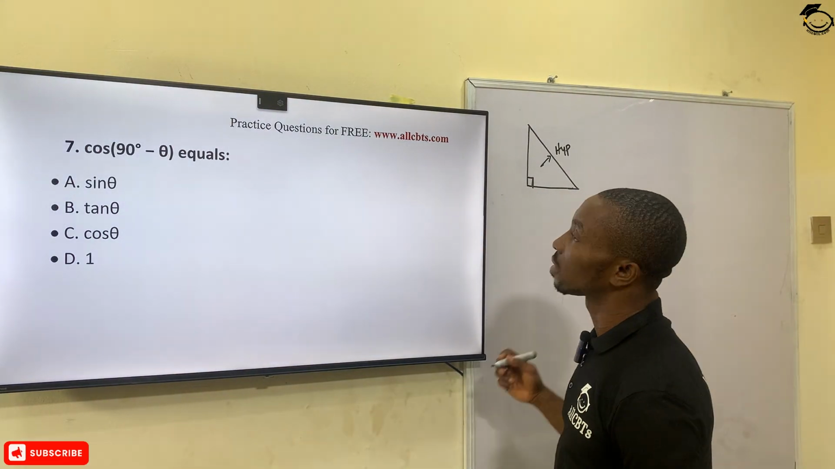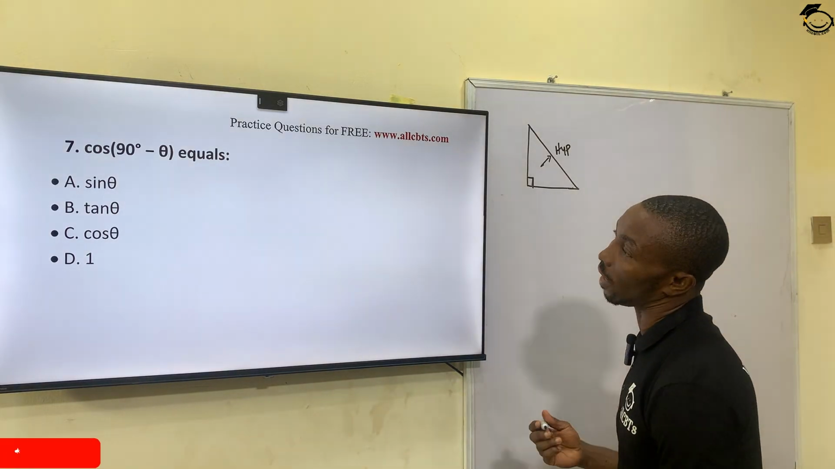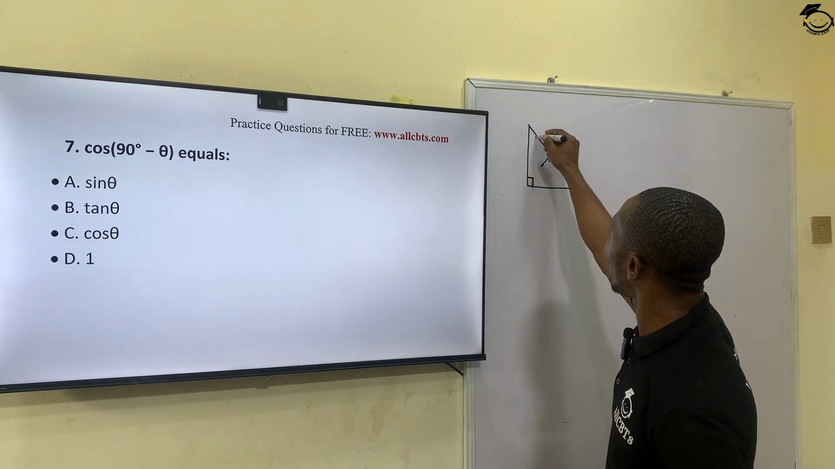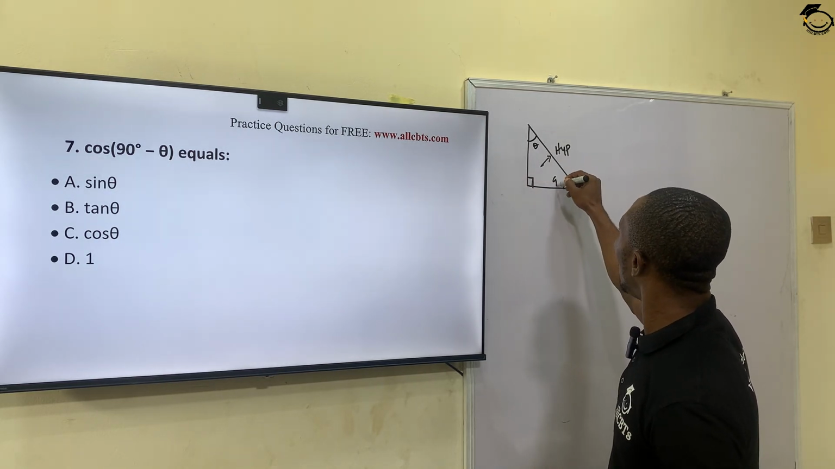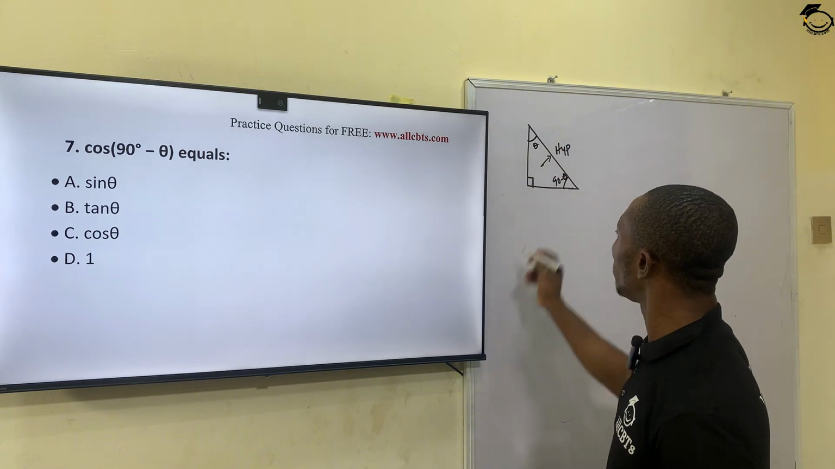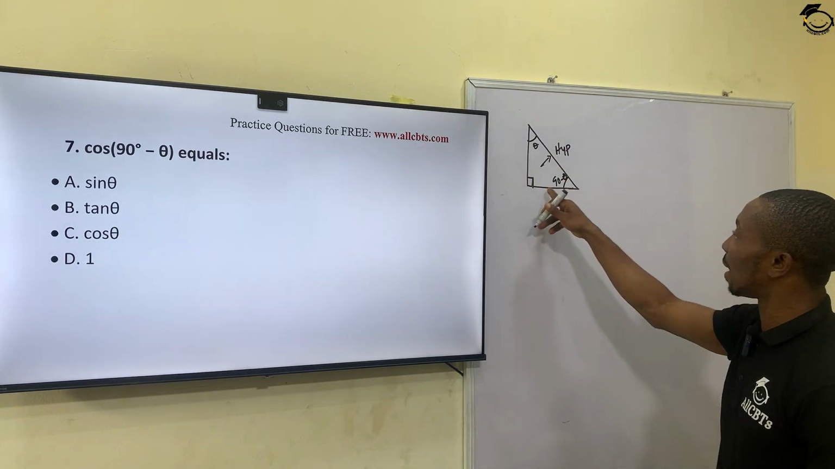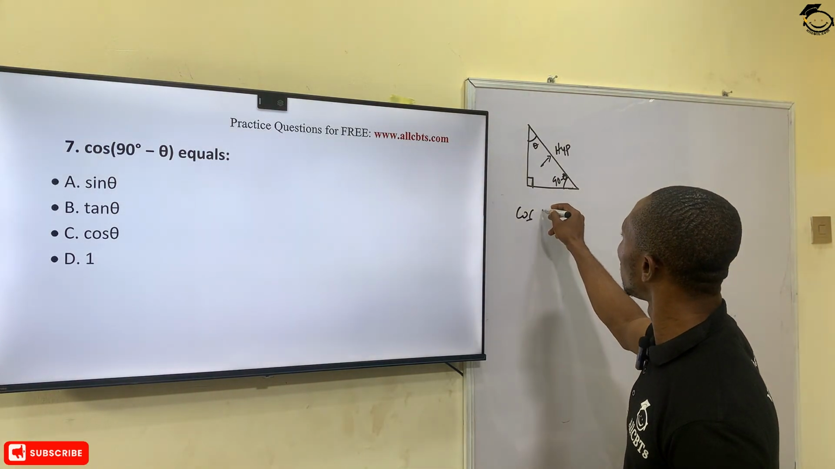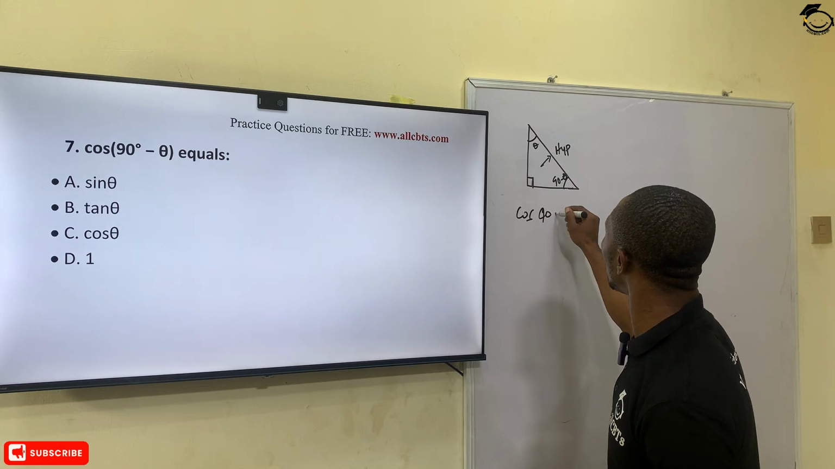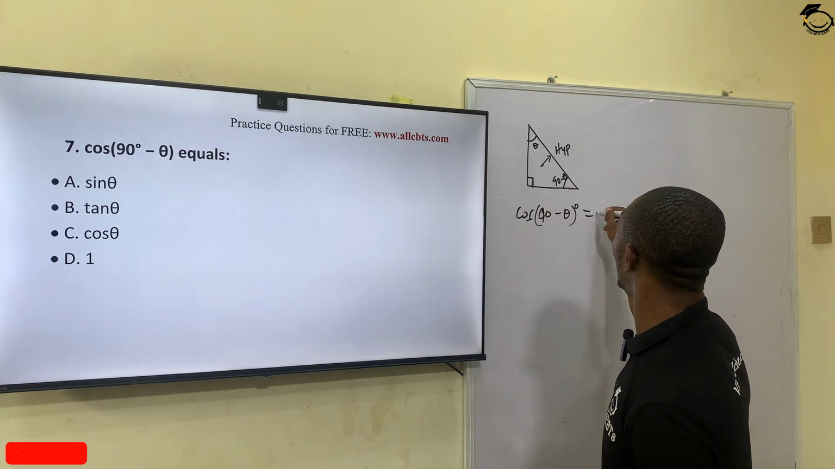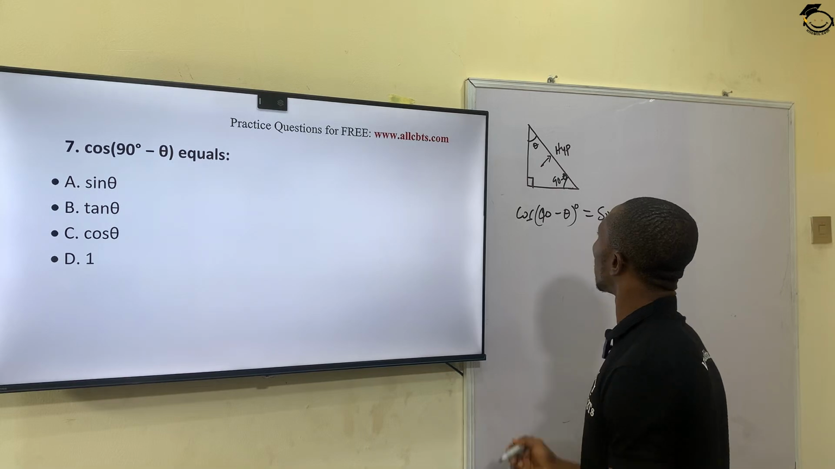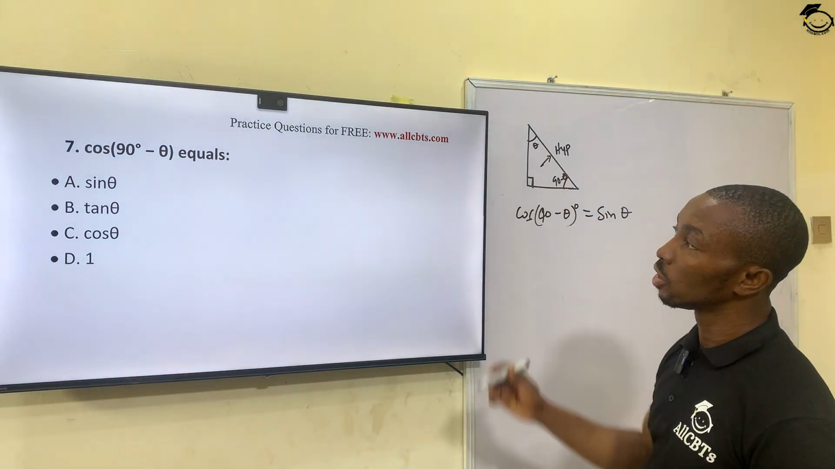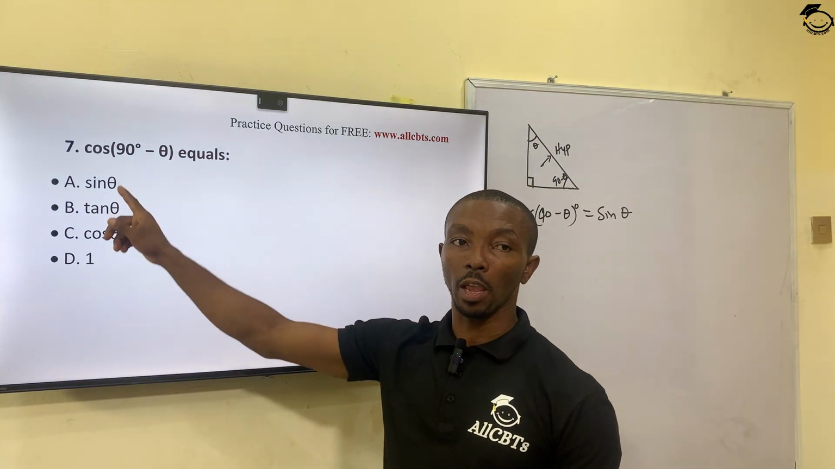Now, cos of 90 minus theta equals, we learned that since alpha and beta are complementary, so since theta and 90 minus theta are complementary, cos of 90 minus theta would be equal to sine theta. So cos of 90 minus theta equals sine theta, which is our option A.